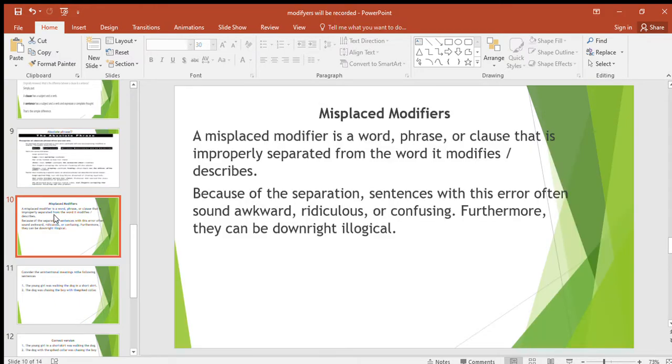So now moving on, we have what we call misplaced modifiers. A misplaced modifier is a word, phrase, or clause that is improperly separated from the word it modifies or describes. Because of the separation, sentences with this error often sound awkward, ridiculous, or confusing. Furthermore, they can be downright illogical.